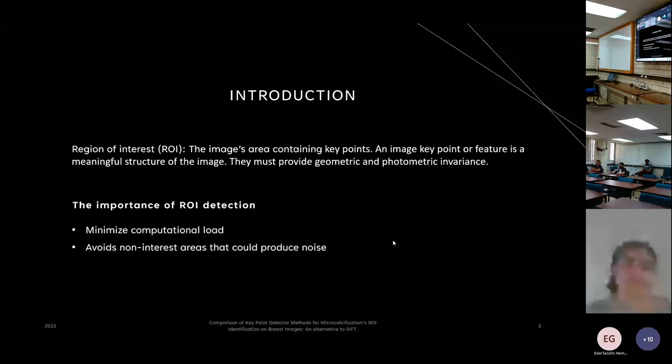Today, the analysis of medical images with CAD systems is a big and notorious area of investigation. A relevant step in creating a CAD system is detecting the region of interest for research. But what is a region of interest? A region of interest is an image area that contains key points. An image key point, also called a feature, is a meaningful structure of the image. They must provide geometric and photometric invariance. When a good region of interest detection is made, it is possible to minimize computational load and avoid non-interest areas that could potentially produce noise.